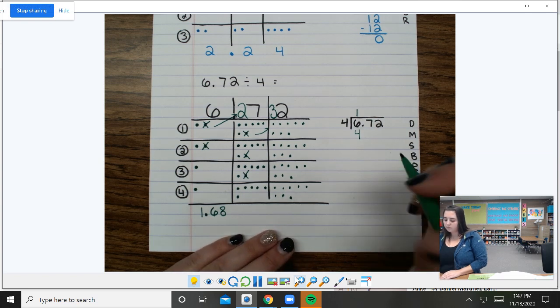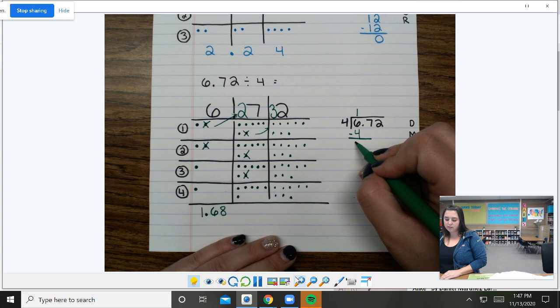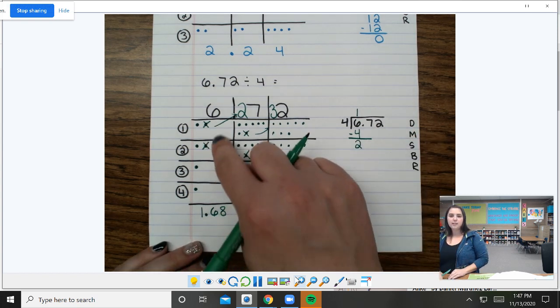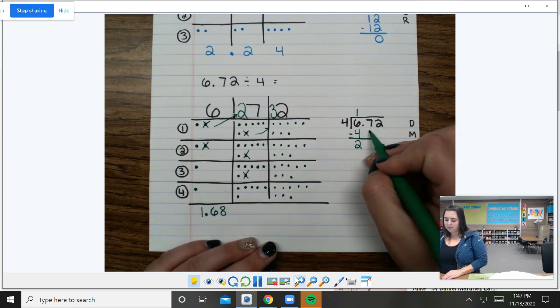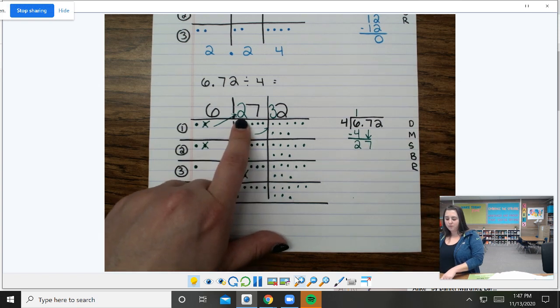Subtract. What would that be? 6 minus 4 is 2. And that makes sense because I had 2 pennies left over. Bring down. How does that look on our long division? We take the next number and we bring it down. That's where we got the 27.